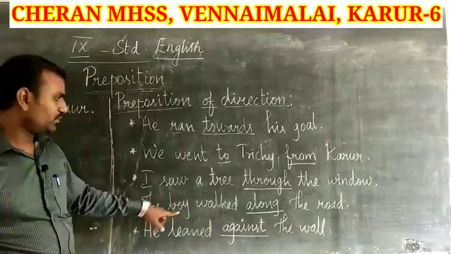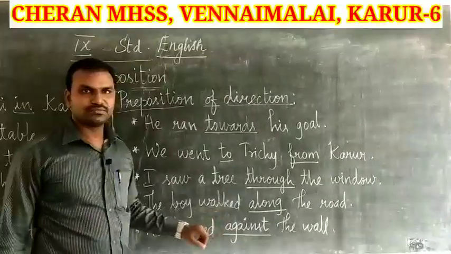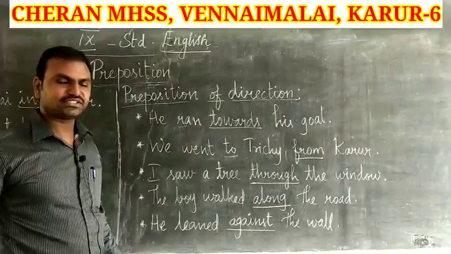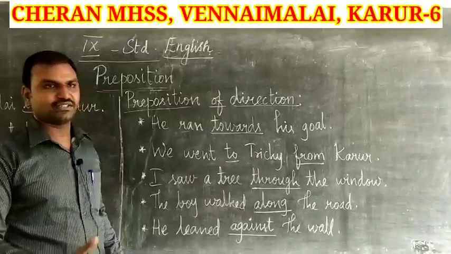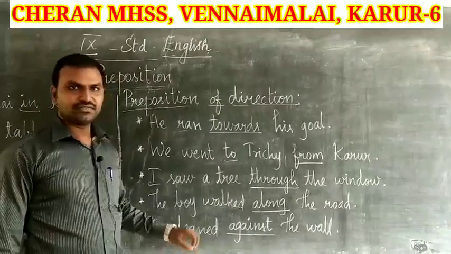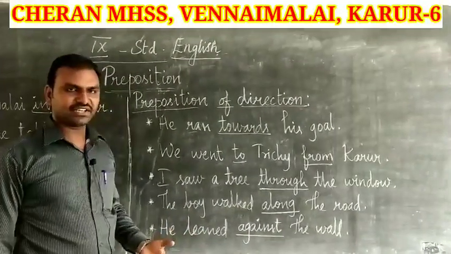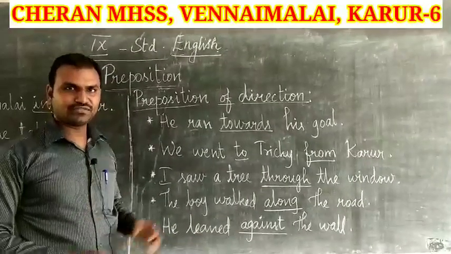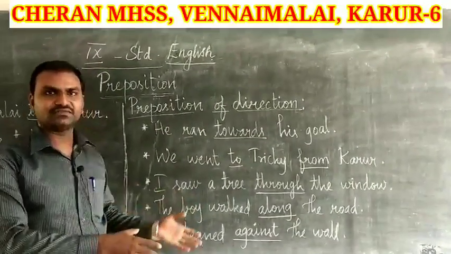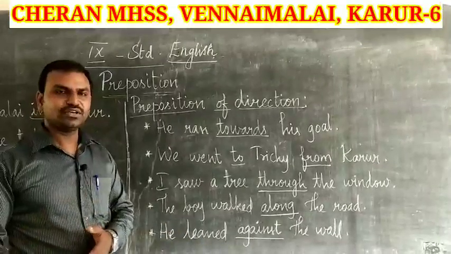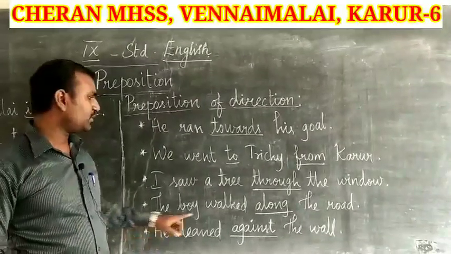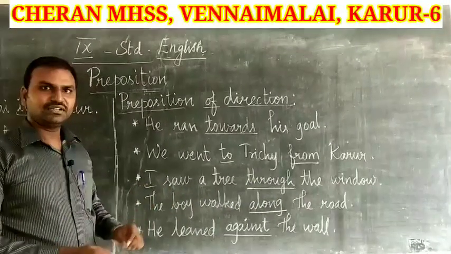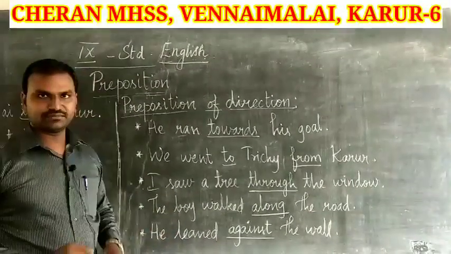The boy walked along the road. The road is going in one direction. The person also is traveling in the same direction. So we use along. When we say across, we can say across if the person is crossing the road. If the person is going from one side of the road to another side of the road, we use across. The boy walked across the road. Across the road means the person was crossing the road.